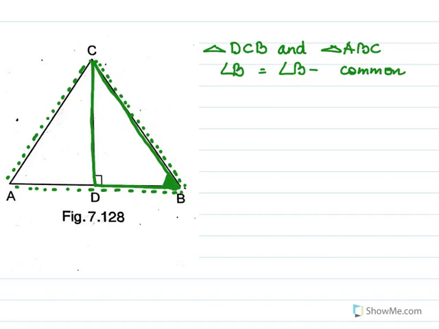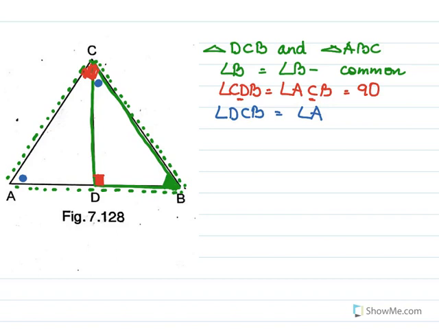Then let's mark the 90. In the smaller triangle, we have angle D is 90, and in the larger triangle, angle C is 90. So we have angle CDB equal to angle ACB. So D equals C equals 90. And the third angle, this is the third angle, will be equal to angle A. So let's write that too. So angle DCB equals angle A. So remember that C equals A.